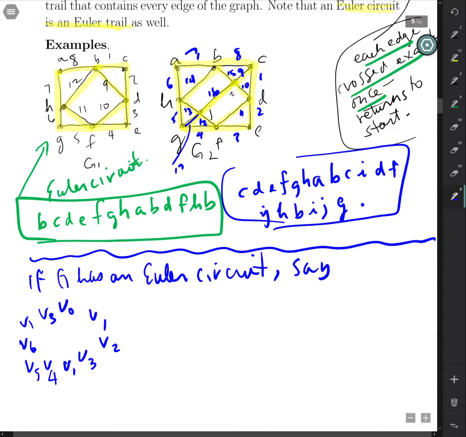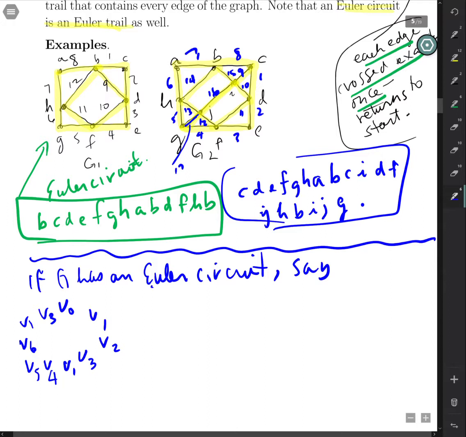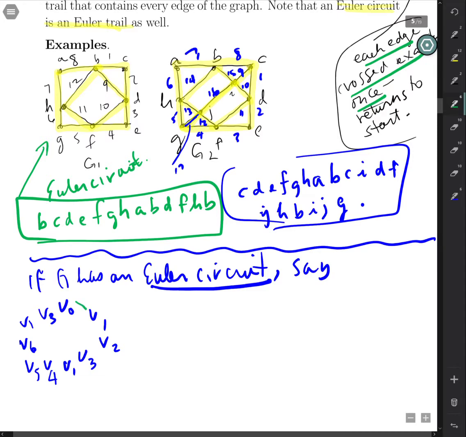That's not actually the way the graph will look, and I'll give a sketch of a graph here. But this is intended to be an Euler circuit, so every edge is represented. That would mean that there's an edge here from V0 to V1, and one from V1 to V2, and one from V2 to V3, then back to V1, right? So we're going back to V1, etc.